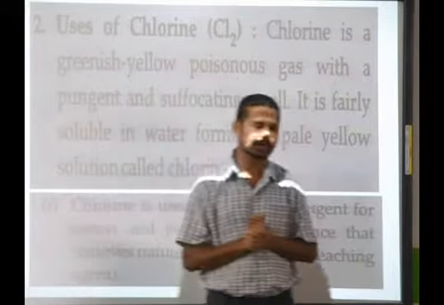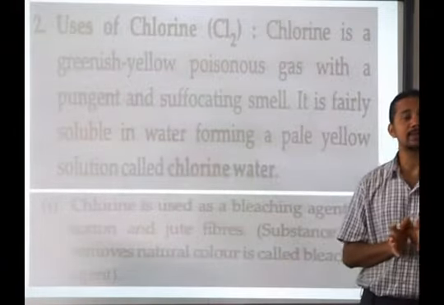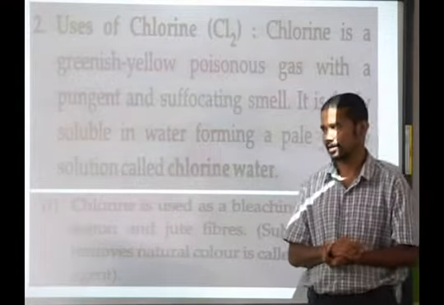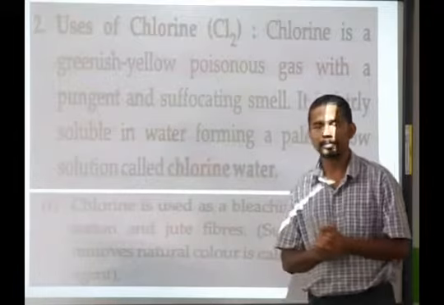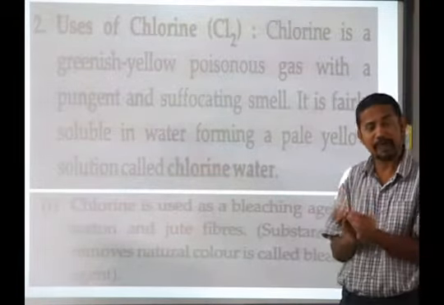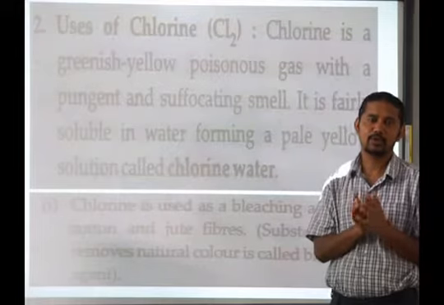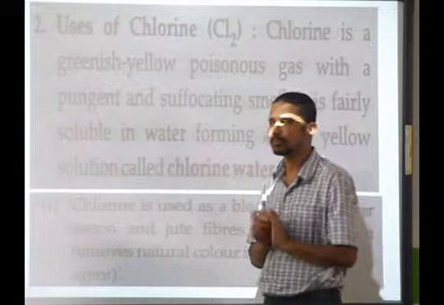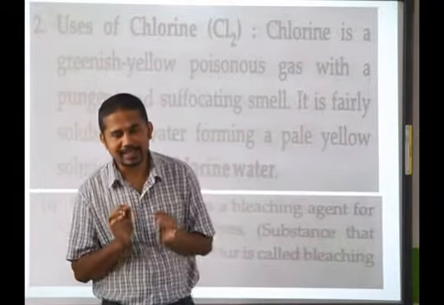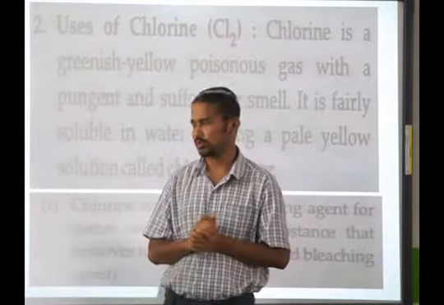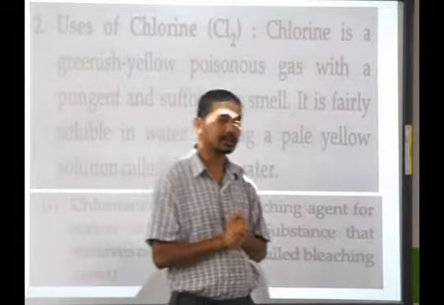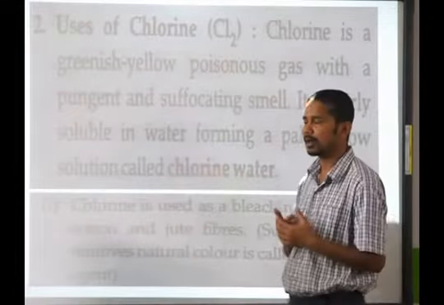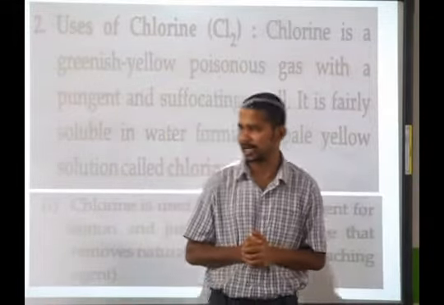It is fairly soluble in water. If you pass chlorine gas over water, it dissolves, forming a pale yellow solution called chlorine water. The color of the water changes to pale yellow, and this water is called chlorine water. Chlorine is used as a bleaching agent for cotton and jute fibers.